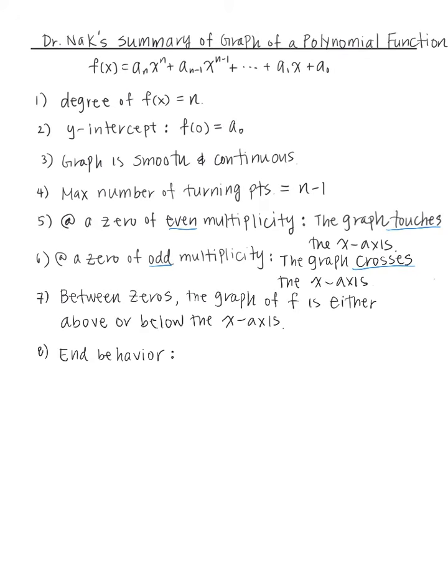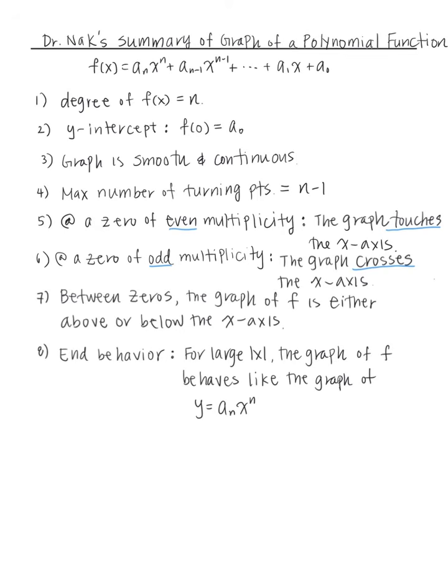Now, the end behavior. So remember, for a large value of x, the graph of f is going to behave just like the graph of the power function with the highest degree. So in this case, let me write that out: for large x, the graph of f behaves like the graph of y equals a sub n x to the n. And number 9, remember that we analyzed what's going to happen to our power function if n is even or odd, and if your leading coefficient a sub n is positive or negative.